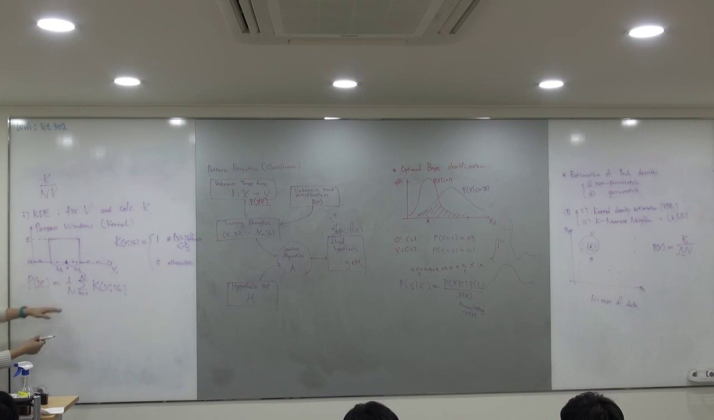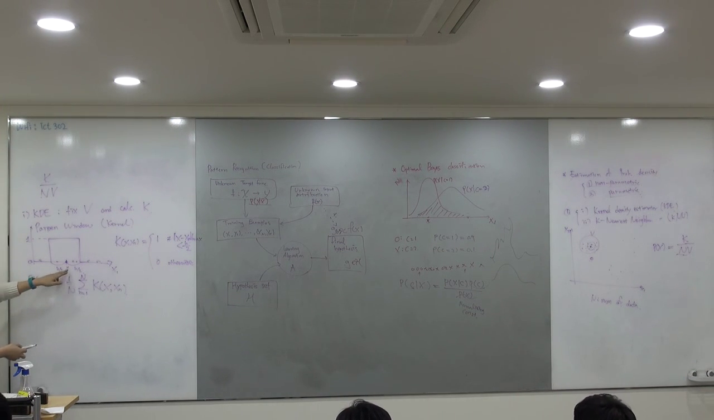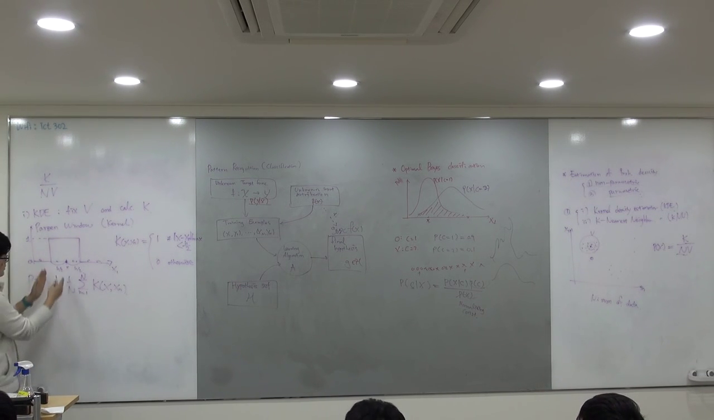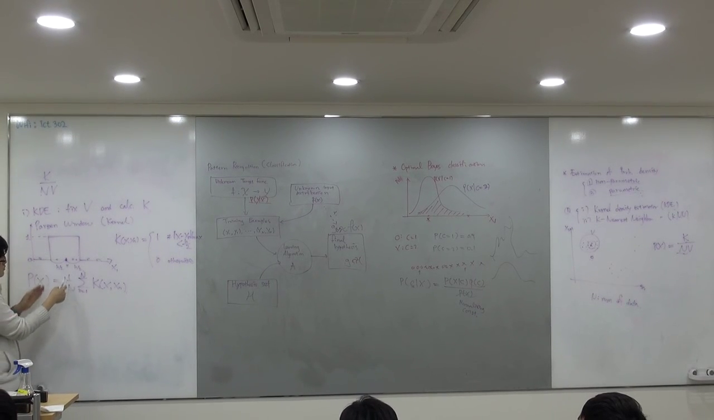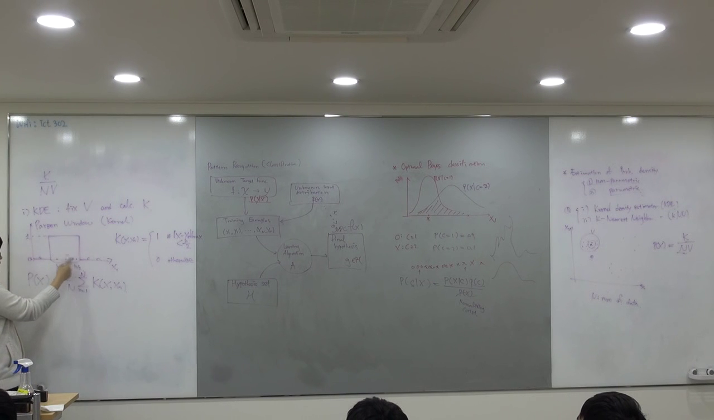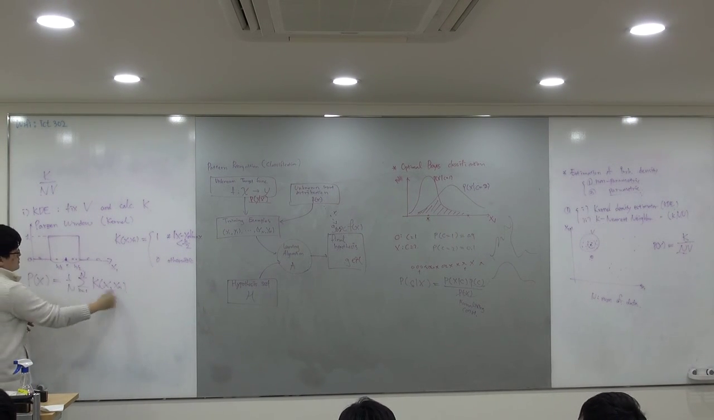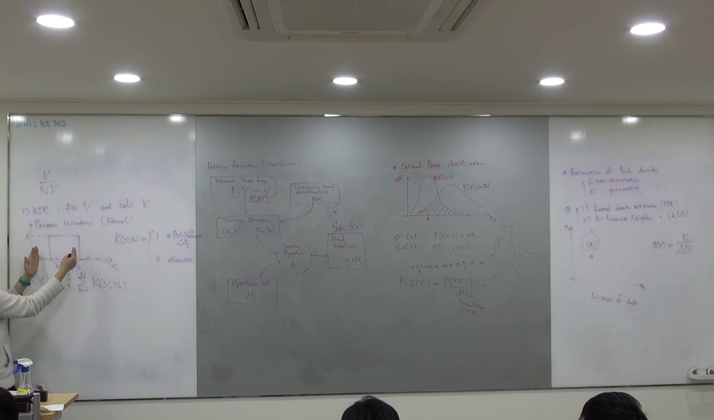So let's just repeat again. You are inspecting this point x, and you want to estimate the probability density at this point, and you set some sort of fixed window, and you just want to count only the number of data in this region. So you define this partition window kernel, which is basically 1 if the data is inside of this region, and 0 if the data is outside of this region.